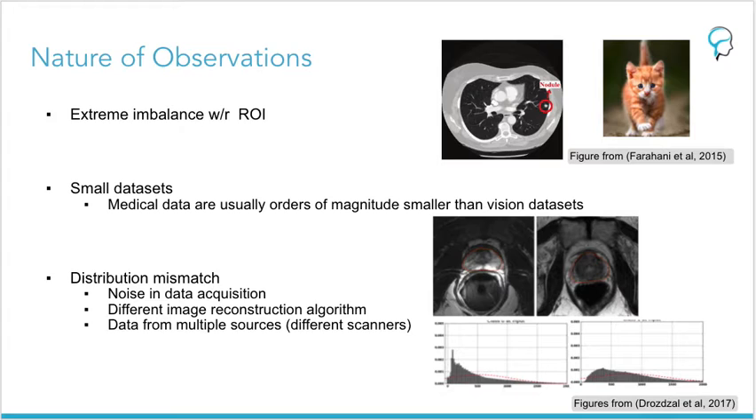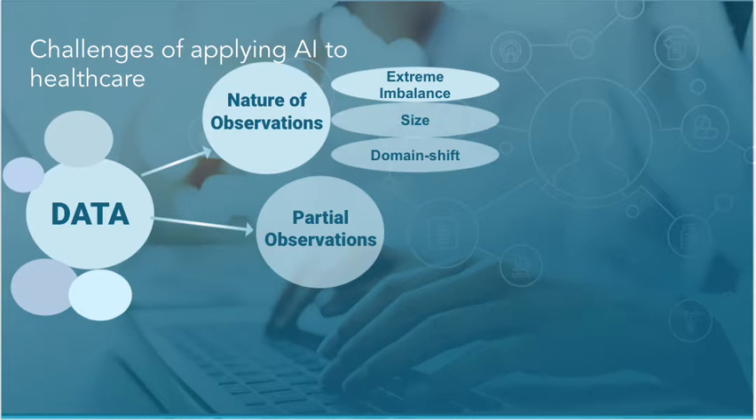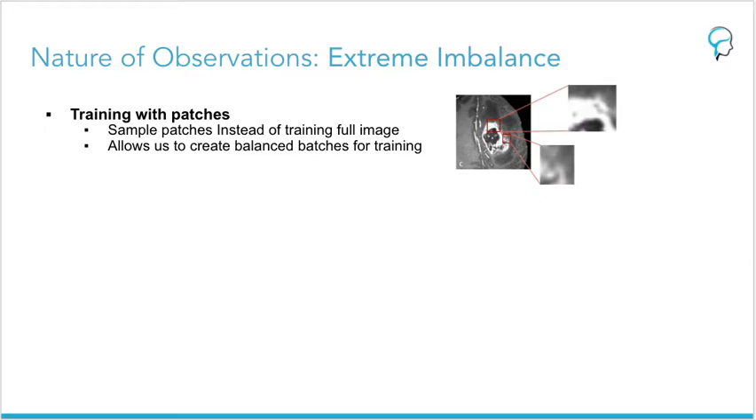So let's go through each one of them one by one, starting with extreme imbalance with respect to region of interest. So let's go through some of the solutions we can have. One solution for extreme imbalance problem is training with patches instead of training on the full image. This allows us to create balanced batches for training. And also an advantage would be that if there are places in the image which we think are more important, we can make the model pay more attention to those regions by oversampling patches from those parts.